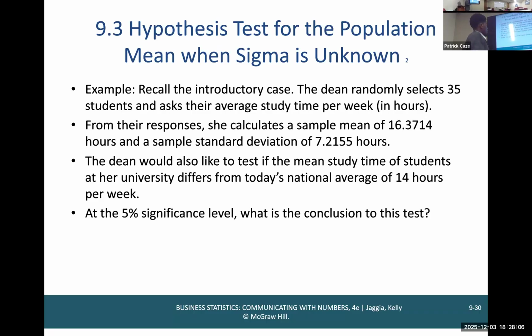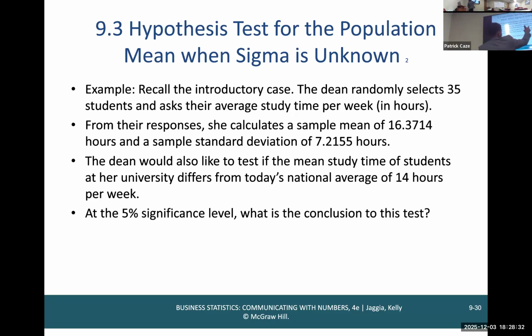So we've got a couple of things here. We've got our 5% significance level. We have our hypotheses, our null and our alternative. They would like to know if the mean study time of the students differs. So the key point right here is differs. So we're going to use an equal sign, because we're not saying it's below, we're not saying it's above. We just want to know if it's different or not.